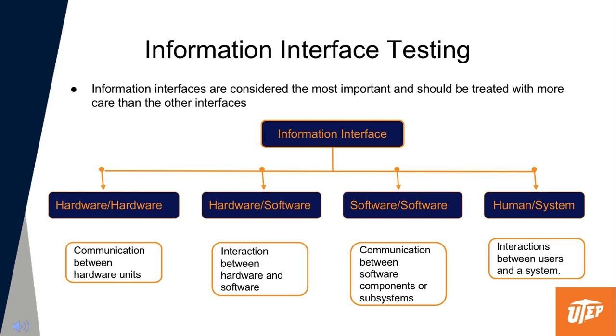According to the book, many test engineers say that information testing is the most important type of testing in the VVT process. But it is important to remember that all interfaces should be treated with care. Information testing can be broken down into four major classes: hardware to hardware, which is the communication between hardware units; hardware to software, which is the interaction between hardware and software; software to software, which is the communication between software components or subsystems, and human to system, which is the interaction between users and a system.